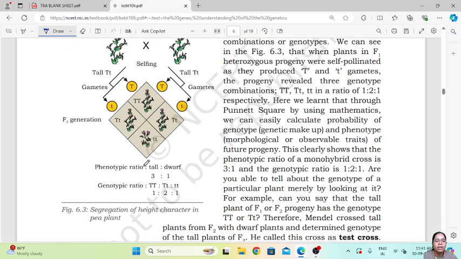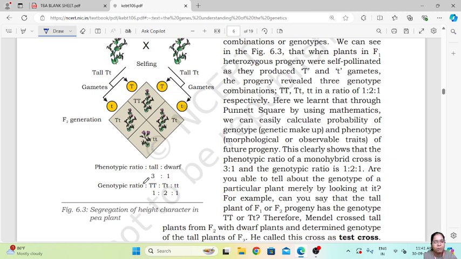The phenotypic ratio will be 3 tall and 1 dwarf. That is 1, 2, 3 plants will be tall, as you can see over here in the Punnett square, and 1 will have the dwarf character. This is the phenotypic ratio. Phenotype means the characters which we can see from our viewpoint, the morphological characters. So morphologically all 3 plants will be tall and 1 plant will be dwarf.